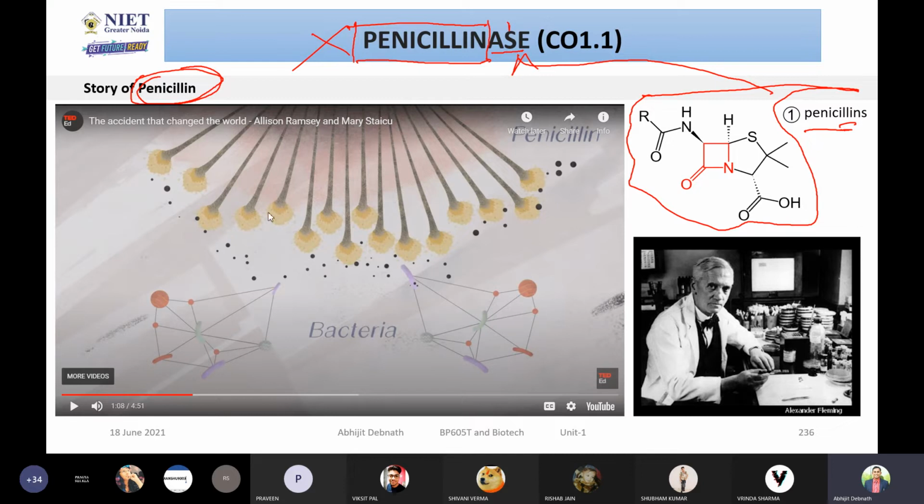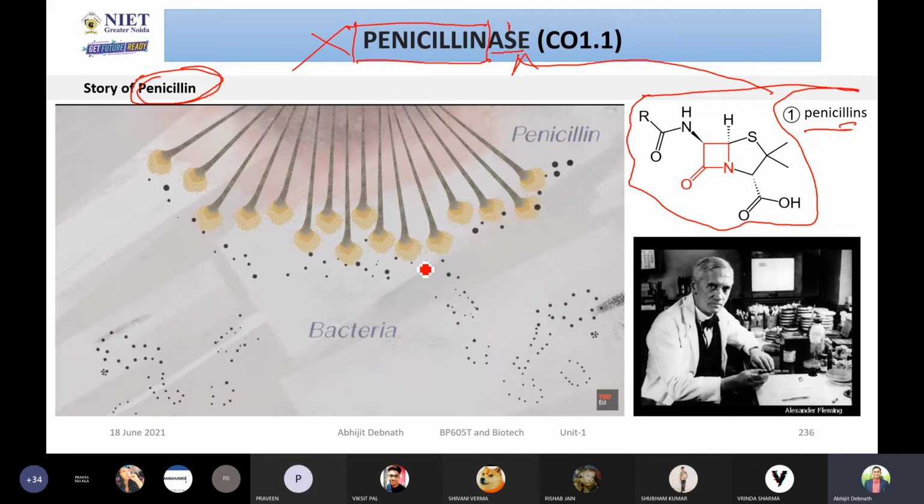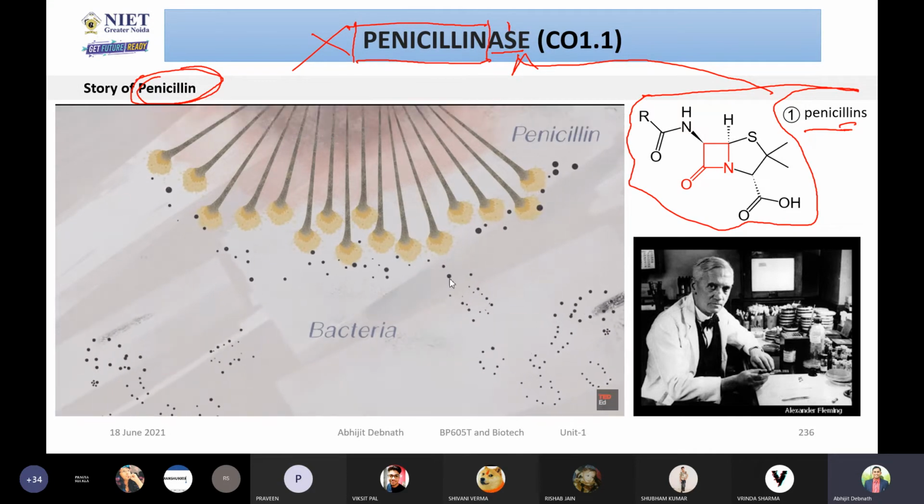mold hai na, fungus mold, penicillium. So it is actually releasing the penicillin. These are the bacteria. Itself from threats just such as nearby bacterial colonies that might consume its resources.